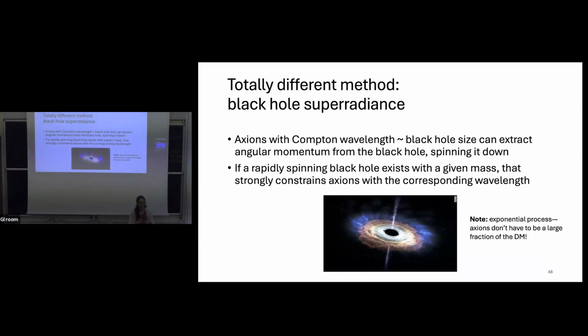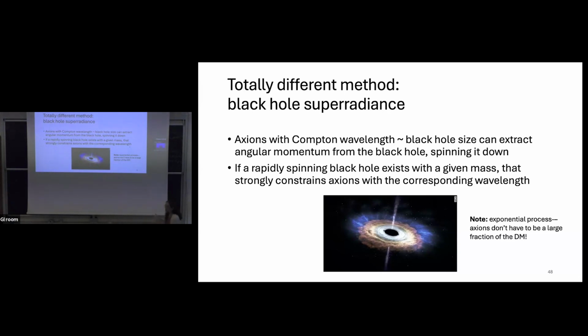Okay, so I think a nice analogy for this is imagine if you have a spinning cylinder and you have a ball that hits it, it can basically extract momentum from that spinning cylinder. And you can get the same thing when you have axions interacting with spinning black holes. They can extract angular momentum from that spinning black hole. This happens sort of resonantly if the Compton wavelength of your axion matches the horizon size of your black hole.